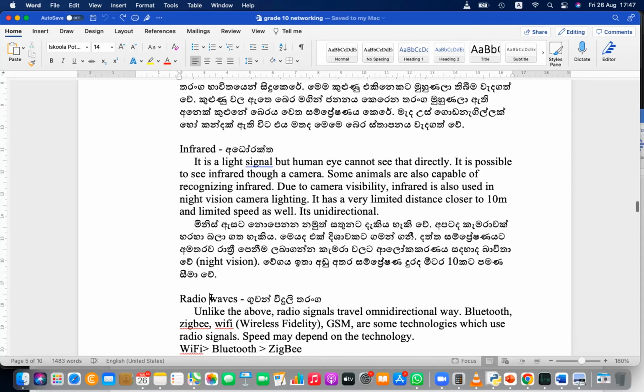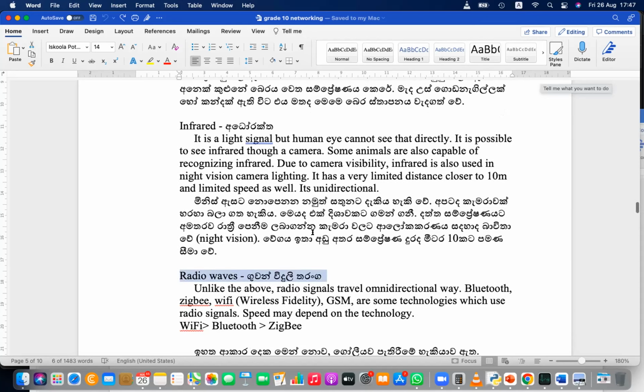These are omnidirectional. Because they go in all directions, we call them radio signals. You can call them radio signals because they travel omnidirectionally.